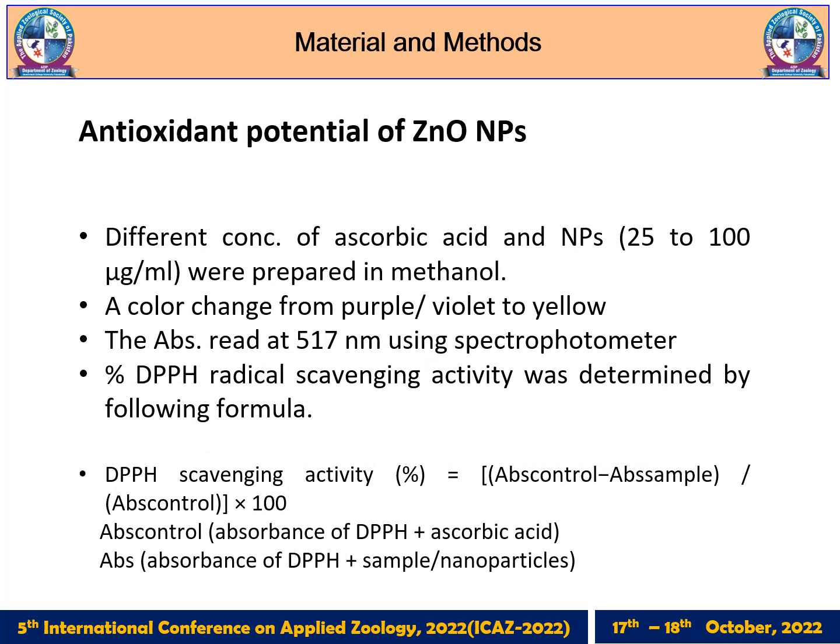Next is the antioxidant potential of zinc oxide nanoparticles. Different concentrations of ascorbic acid and the nanoparticles were prepared in methanol. A color change from purple-violet to yellow was noted, and absorbance was taken at 570 nanometers using a spectrophotometer. DPPH radical scavenging activity was determined by the following formula: absorbance of control minus absorbance of sample, divided by absorbance of control, multiplied by 100.